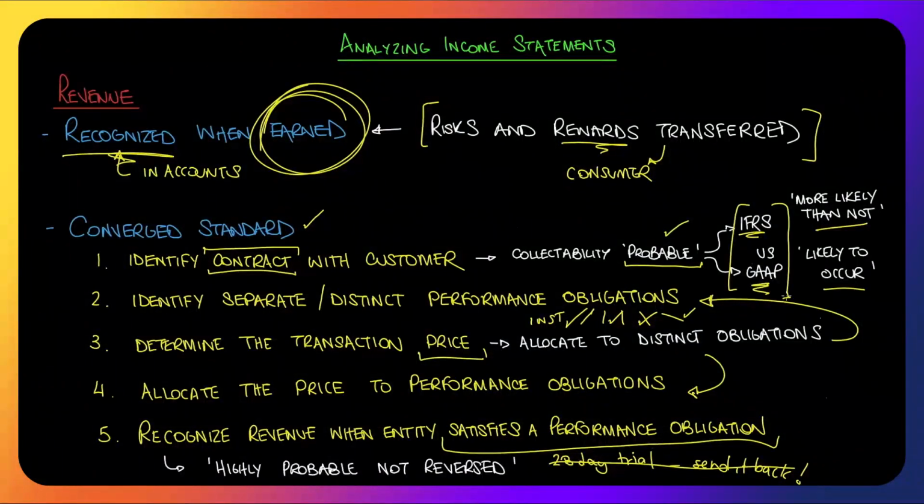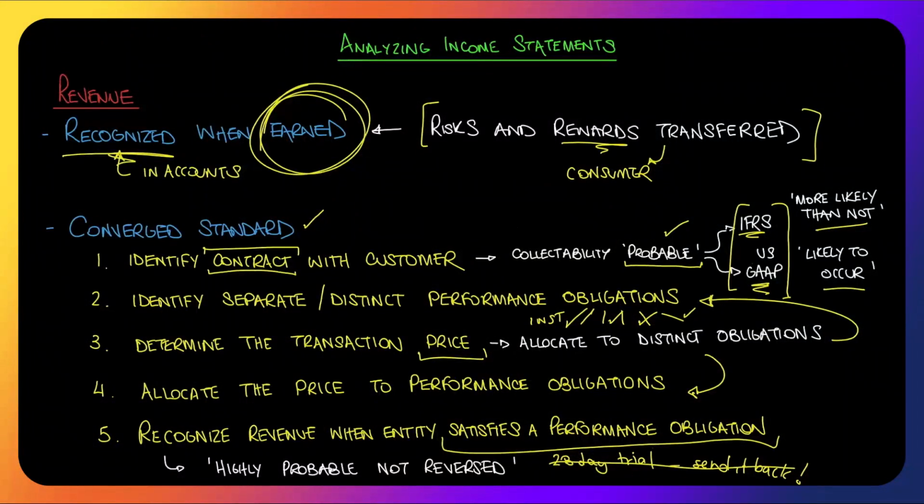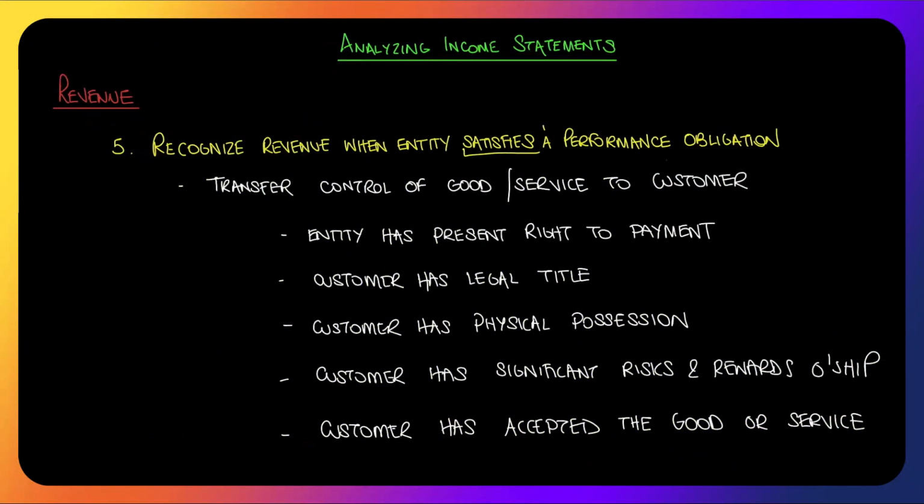They're the basic rules. Now, of those basic 5, number 5, recognizing revenue when an entity, as we said, satisfies a performance obligation, is the most interesting. So there is more guidance in the standard. Here it is. When have we satisfied a performance obligation? Well, when we've transferred control of the good or service to the customer. It's theirs. The entity has a present right to payment. So it's not like that trial where I said, look, it's yours. Don't need to pay me yet. There is a right to receive payment because they have taken the good or service.